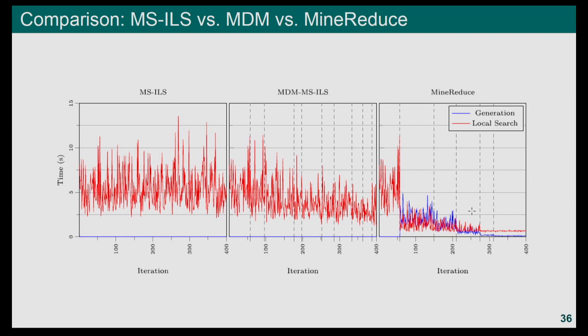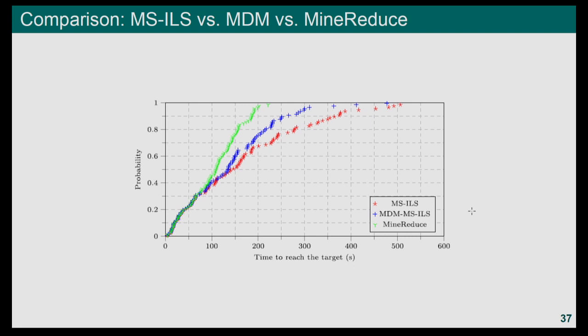And here we have a time-to-target plot where we run each method 100 times on the same instance until we reach some target cost. And we use the data to estimate the probability that a method will reach the target within a time limit.